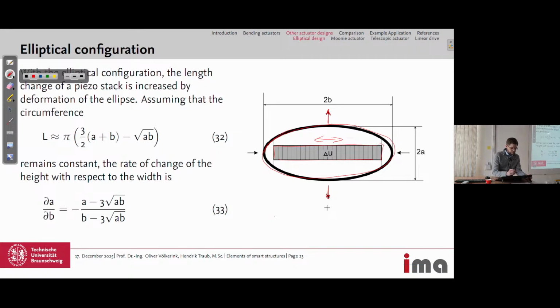And we assume that the circumference, which is L here, so the length around this ellipse, is constant, and from this we can formulate an equation for the rate of change of the height, which is A or 2A, so this would be the height A, and this here is the length B, so we can have the partial derivative of the change of the height with respect to the length, having this equation.